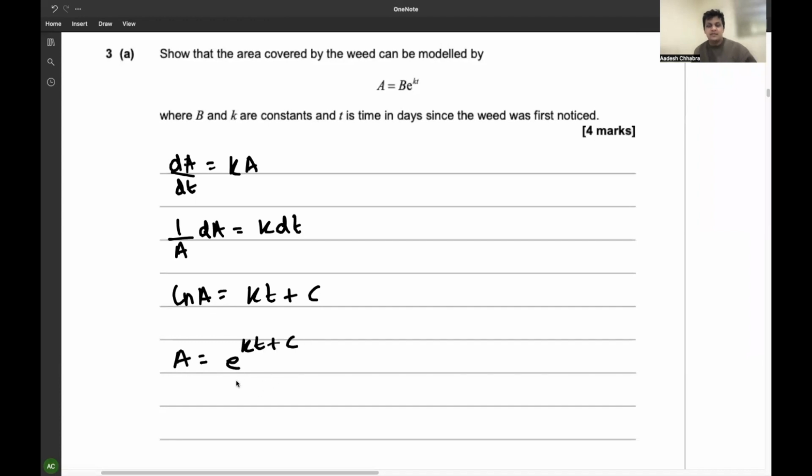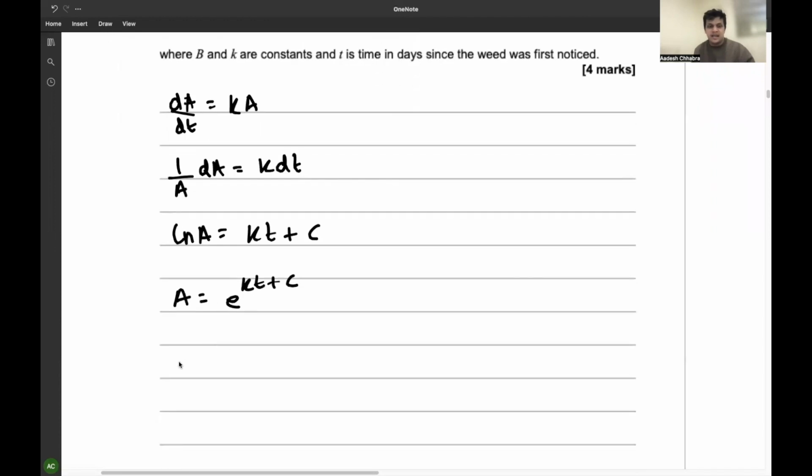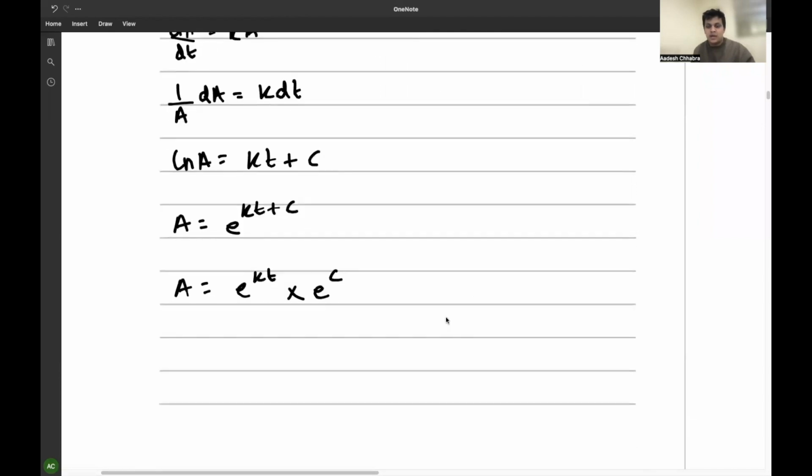And we can write e to the power kt plus c as the following, where A is equal to e to the power kt times e to the power c. And here we can let e to the power c equal b, and so A would be equal to b e to the power kt, hence solving this question.